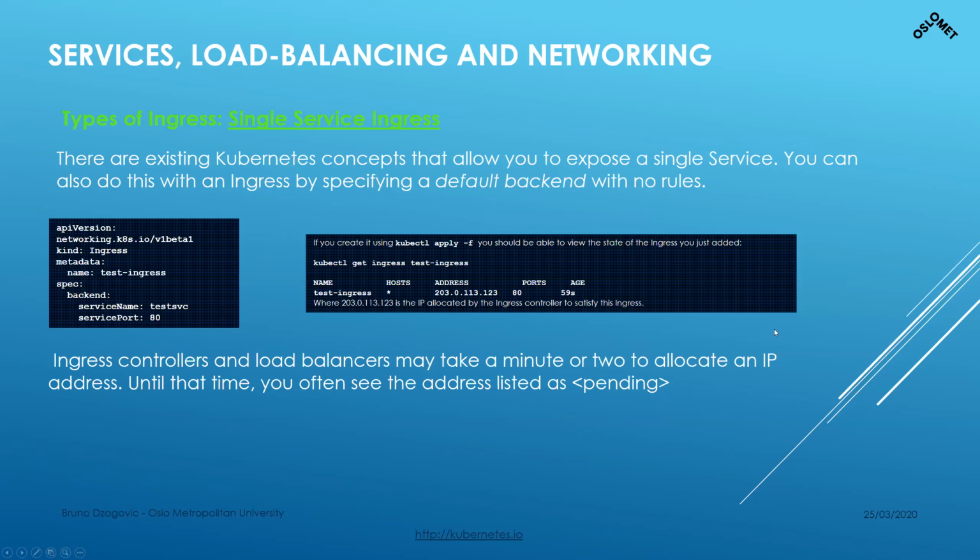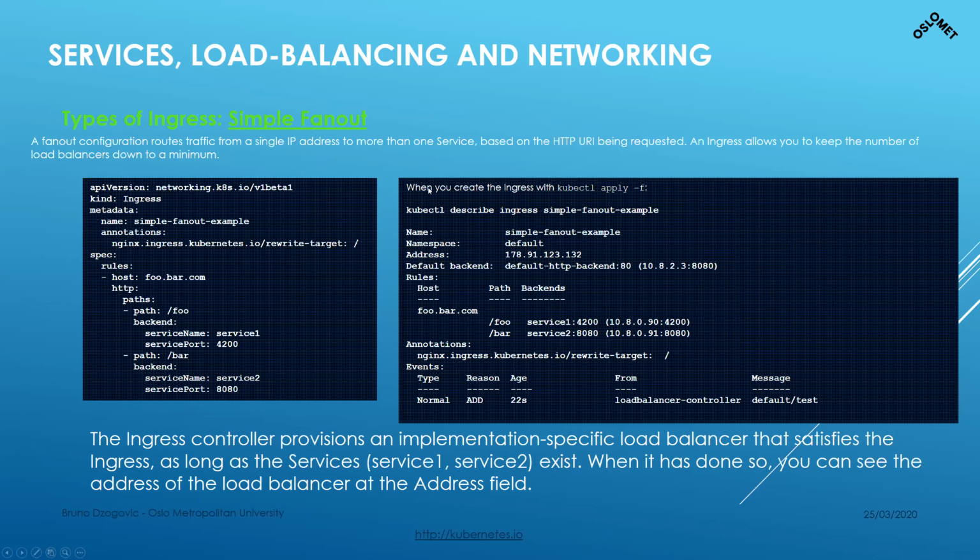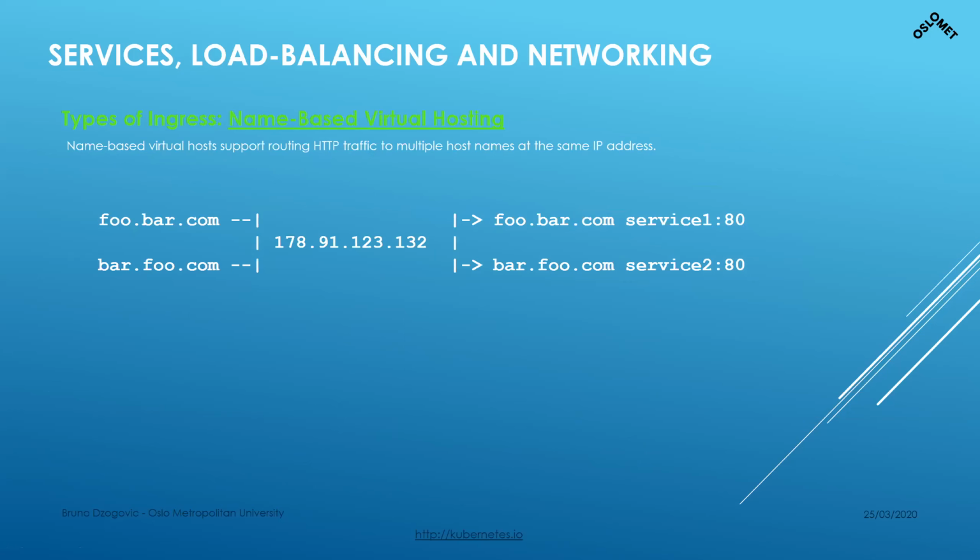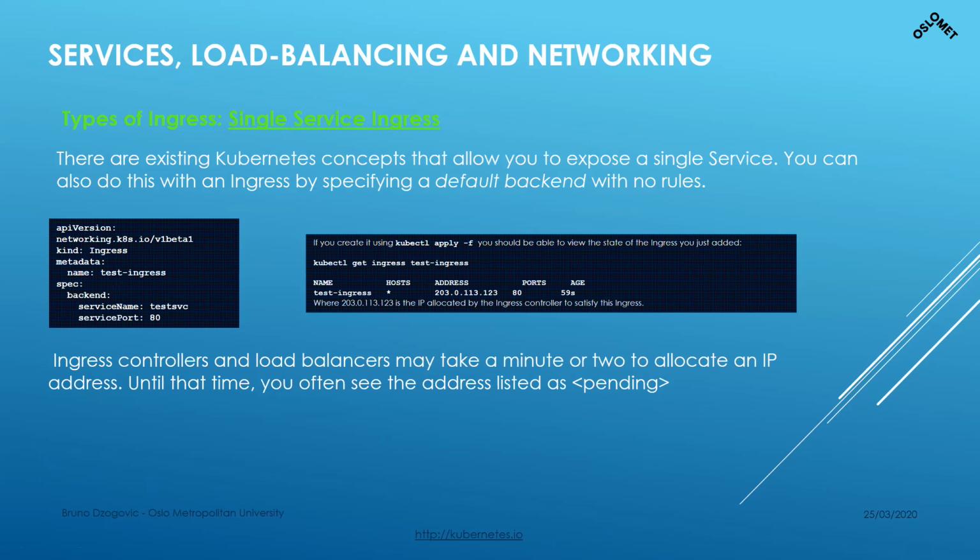So there is single service ingress, there is also a simple fan-out ingress, and there is name-based virtual hosting. So there are different types you can do. Single service ingress is not a common thing. It will allow you to expose a single service, and you can do this with an ingress by specifying a default backend with no rules. The ingress controllers and load balancers can take a minute to allocate the IP. So this is how it's done, and most likely you will not do this.